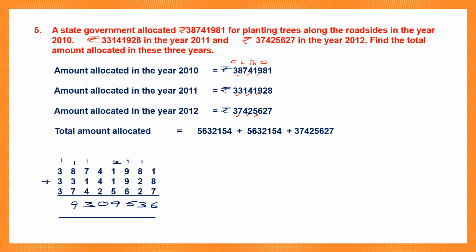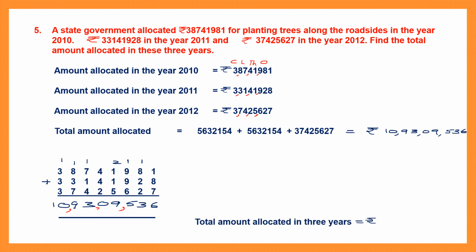Now here we have 3 threes. 3 threes are 9 plus 1, 10. Now let's place our commas. Here we have a comma, here we have another one, and here another one. Now this will be 10 crore 93 lakh 9,536. Let's write down the answer here. The total amount allocated is 10 crore 93 lakh 9,536. So this is the total amount allocated in 3 years.